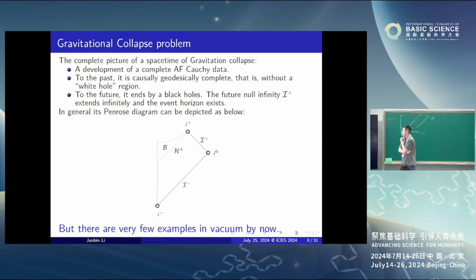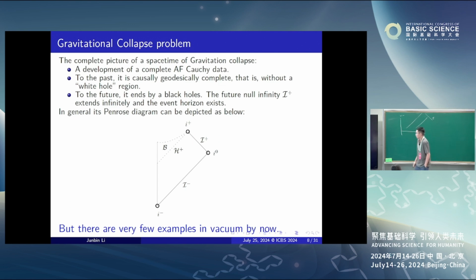In this case, once we want to identify the black hole in a space-time, I require that the future null infinity of the space-time should be complete. So the solution should be a global solution to the Einstein equation in a suitable sense. And in this case, this thing called the event horizon exists in this space-time, and the event horizon is just the topological boundary of the black hole region. Now the Penrose diagram can be depicted in this form.